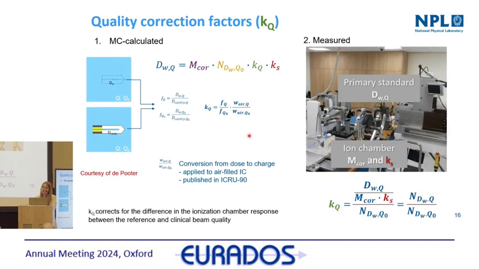We can also determine those factors using experimental methods, but this does require access to a primary standard instrument that can disseminate the quantity of interest in absolute terms.